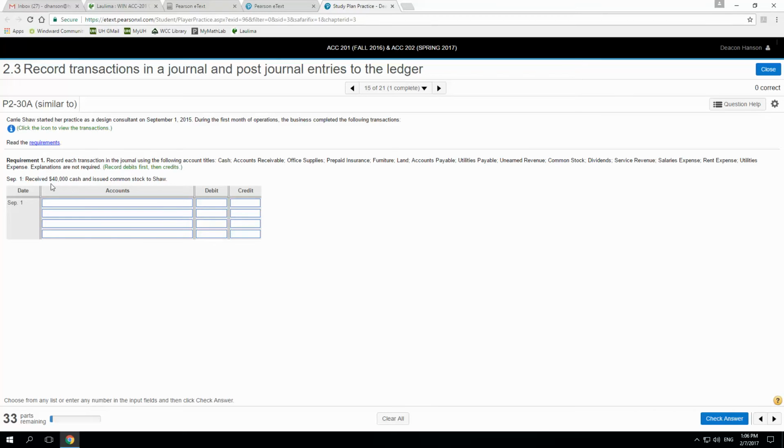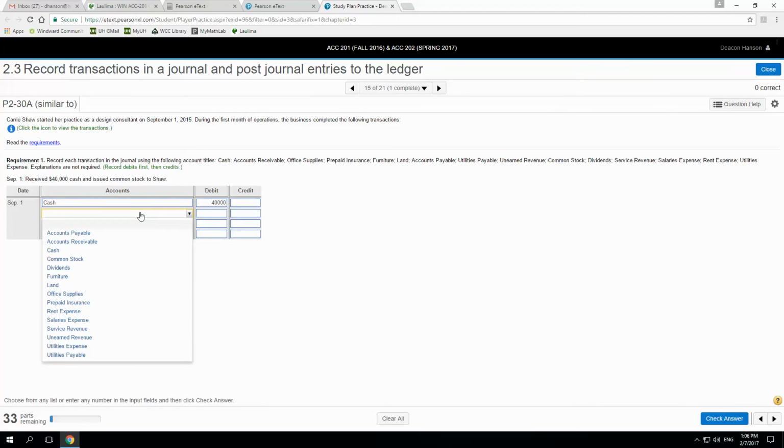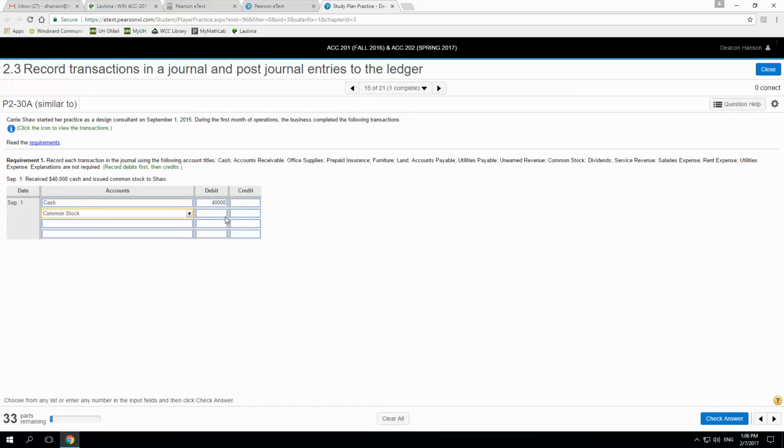So she received cash and issued common stock to Shaw. Okay, so this company will have a debit to cash, 40,000, and then they'll issue common stock, 40,000. Okay.